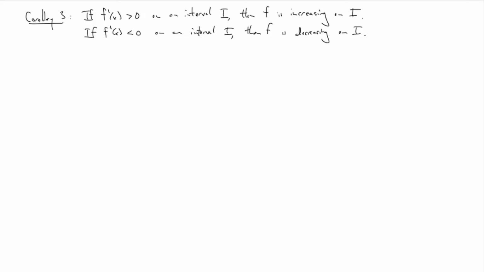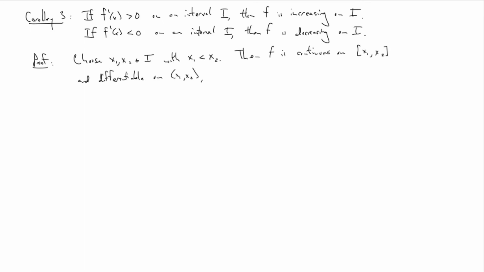Finally, this third corollary will be very important to us. It tells us that if the derivative is positive on some interval, then the function is increasing on that interval. On the other hand, if the derivative is negative on some interval, then the function is decreasing on that interval. Okay, let's start the proof.